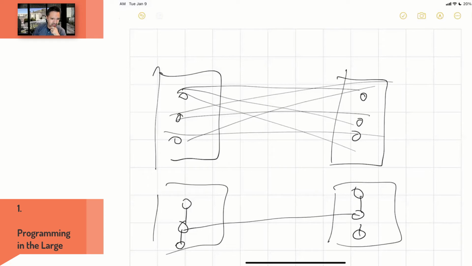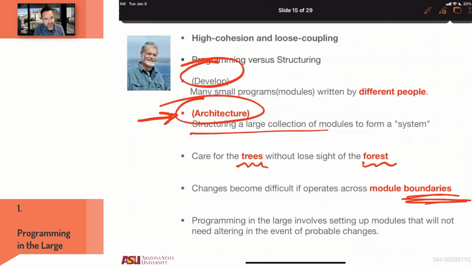Split is good, but if you do this crazy connection, calling the methods, this is a sad face. This is what we want. We need to think not only about the quality of the source code and the methods, but the quality of the big picture, the architecture. And that is the key idea with programming in the large: trees and the forest.